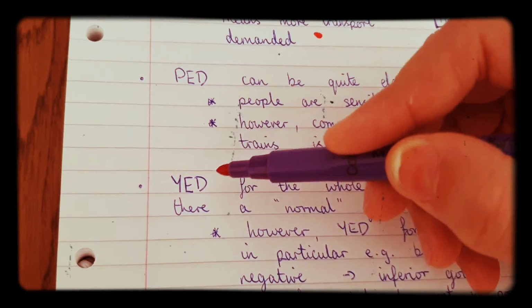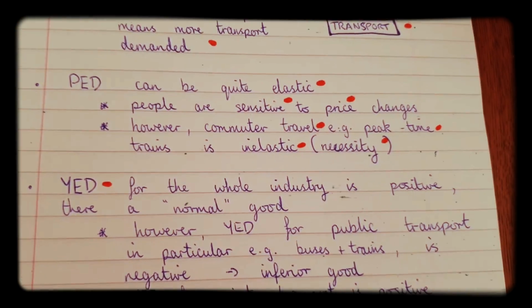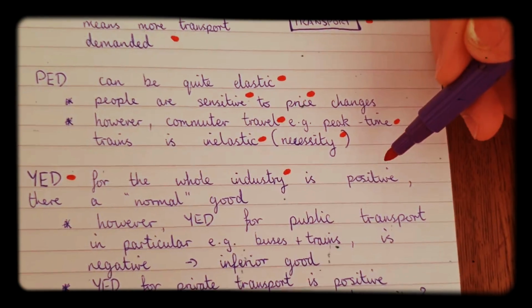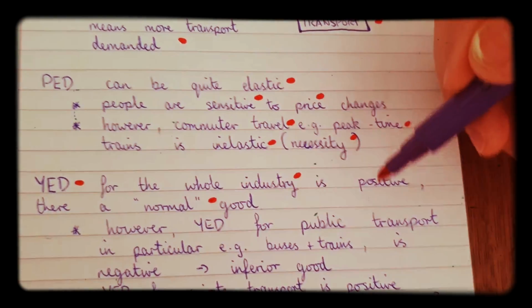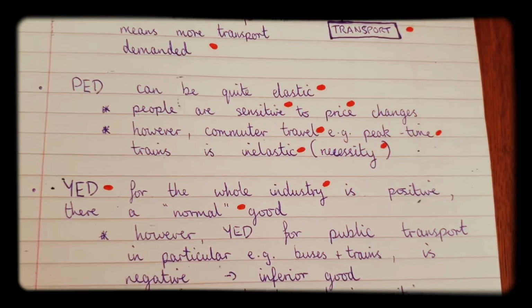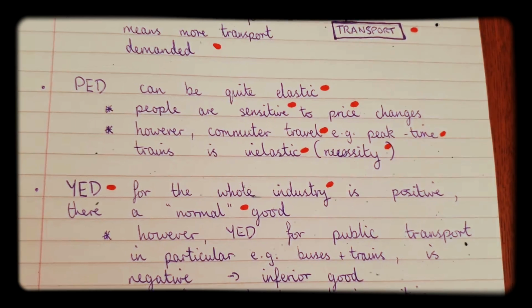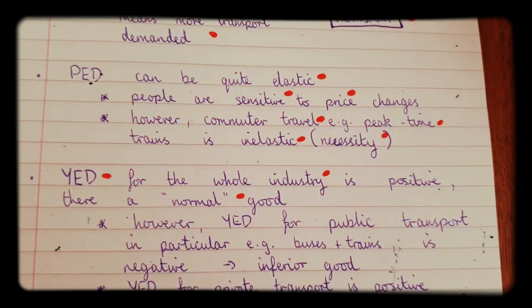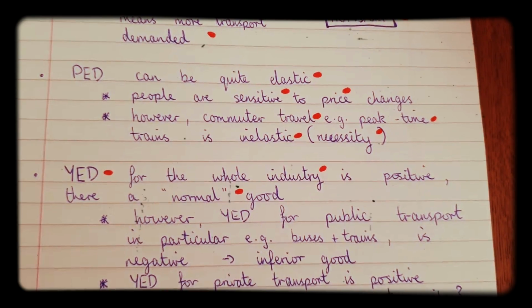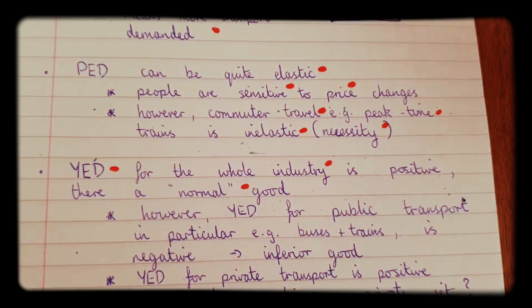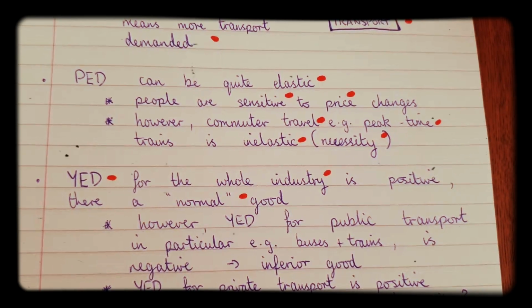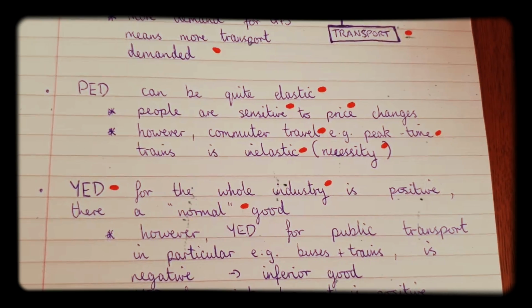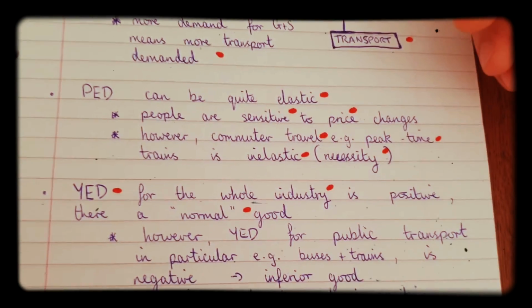The next thing we'll talk about is the YED, the income elasticity of demand. For the whole industry, transport is seen as a normal good, because the more money you earn, the more likely you're going to be traveling, or your need for transport is going to be greater. And the same thing goes for the whole economy. If the economy produces more output or earns more income in a given year, it's likely that there's going to be an increased demand for transport, as we talked about up there.